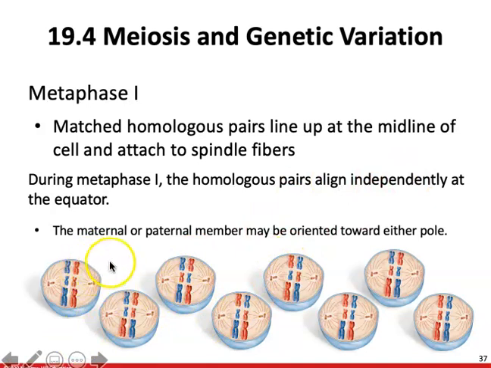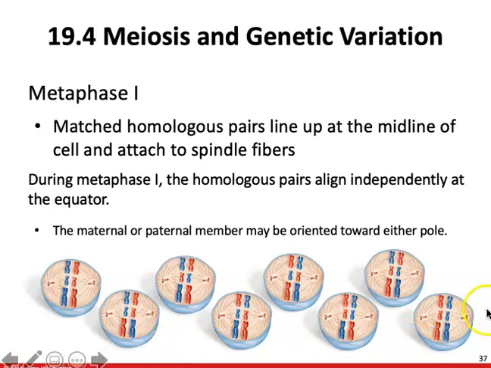Now, obviously, we have more than that. We have 23 pairs of chromosomes. But let's just say that we only had 3 pairs of chromosomes. There are 8 different potential outcomes for how those cells could divide up and line up. 8 potential offspring outcomes that are all going to lead to genetically unique individuals.